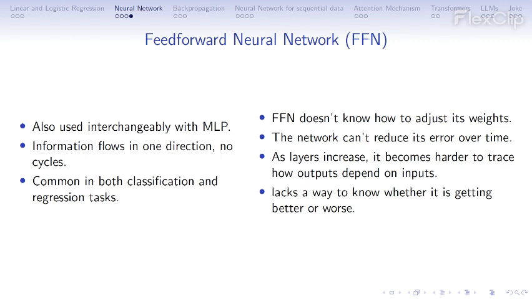But the problem is the feed-forward network doesn't know how to adjust its weights. So the network can't reduce its error over time, and as layers increase, it becomes harder to trace how outputs depend on inputs. So it lacks a way to know whether it is getting better or worse.